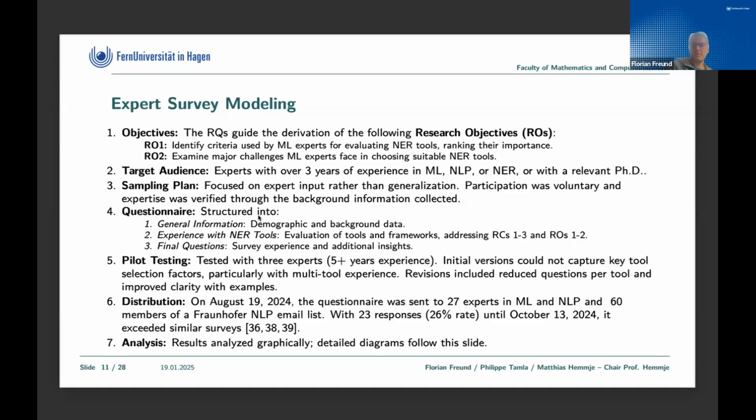The survey was distributed in August 2024. We sent the questionnaires to 27 personally known experts in machine learning and natural language processing, and to an email distribution list at the Fraunhofer Gesellschaft in Germany with over 60 members working on the topic of natural language processing. We got 23 responses, which is a response rate of 26% until October, which exceeds the response rate of similar surveys. The analysis of the results is shown on the next slides.